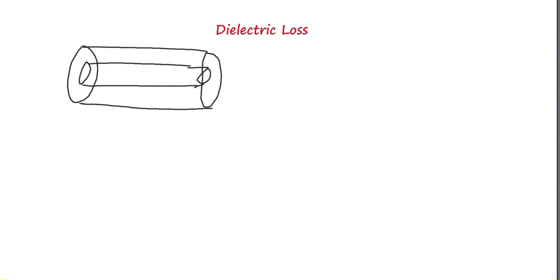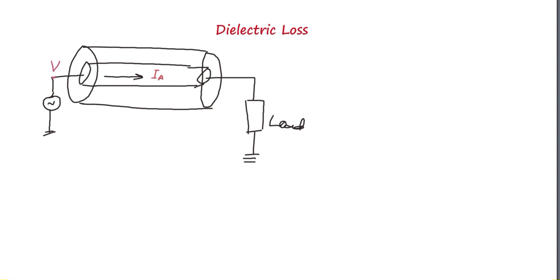And in this cable insulation, when we connect a voltage source to the conductor, current will start to flow inside the conductor, and we can deliver power to any load. Okay, so now we will have a certain current which will flow in the conductor, and the conductor will be operating at a certain voltage V.